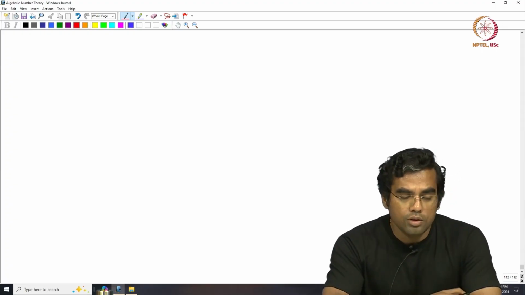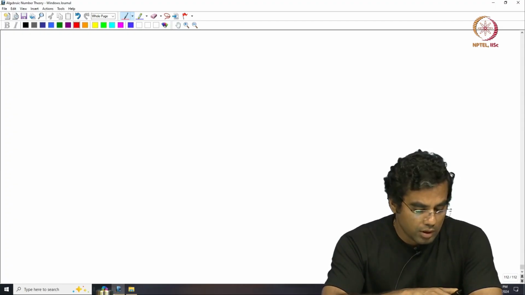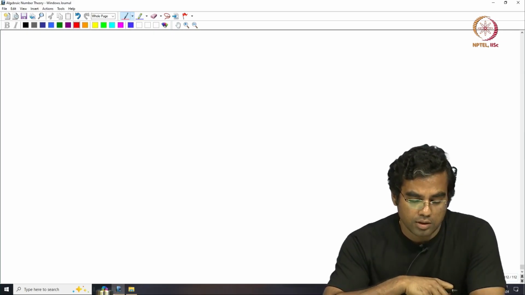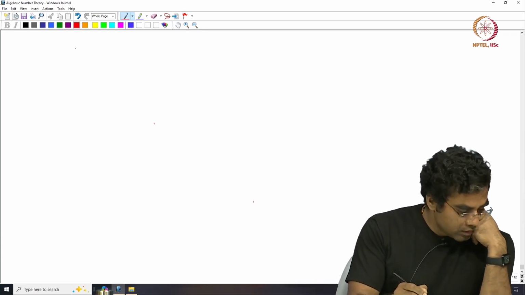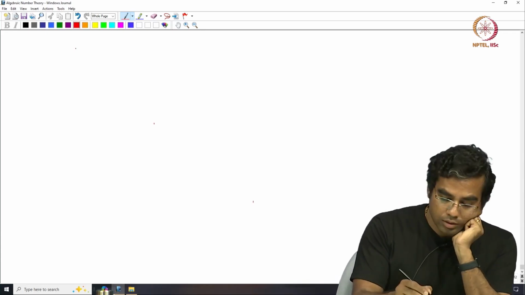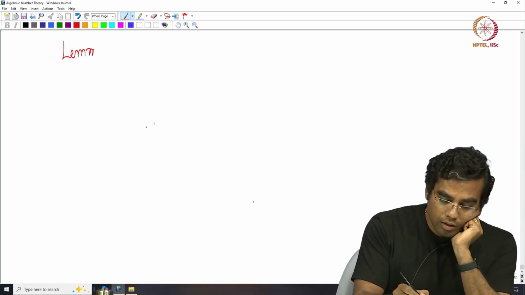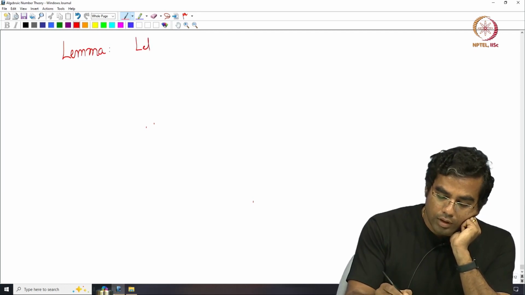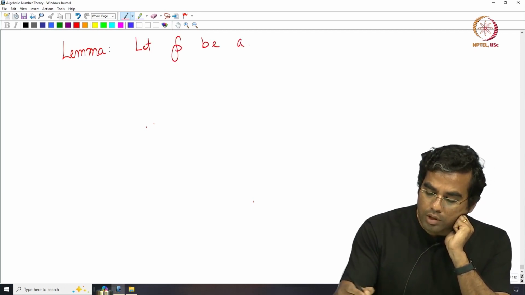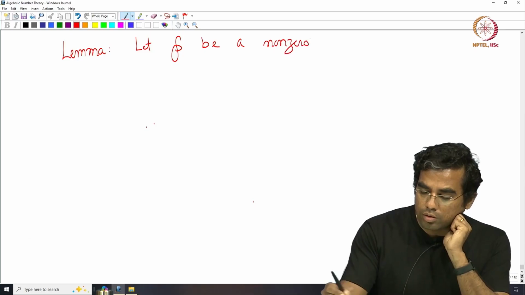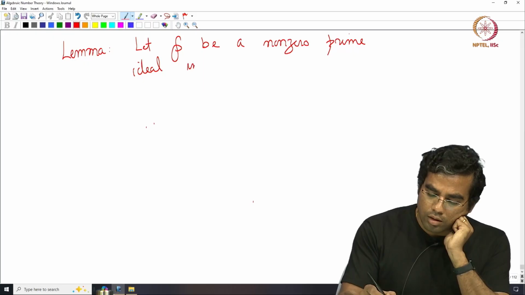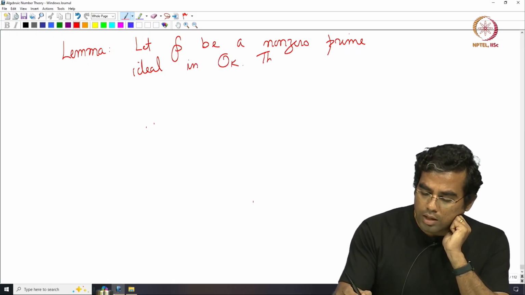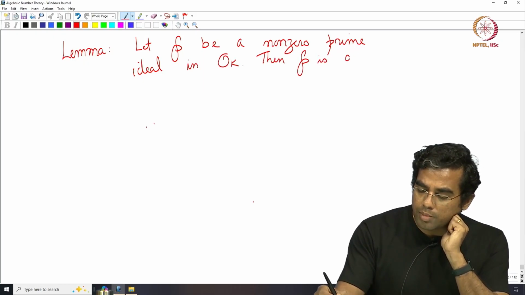any non-zero prime ideal in OK is actually a maximal ideal. So, let me say this as a lemma again. Let P be a non-zero prime ideal in OK, then P is a maximal ideal.